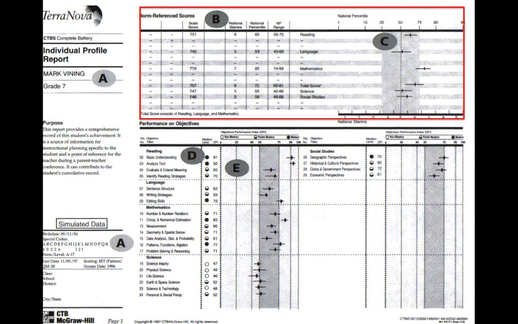And one example that has a lot of different kinds of stuff on it that I want to talk about is the Terra Nova. This is an older version of it, but it still gets at the ideas that I want to get at. If you look at the top here in red, I have norm reference scores highlighted, and we're going to be talking about different types of that. On the bottom, I have criterion referenced scores, and we're going to be talking about those separately.